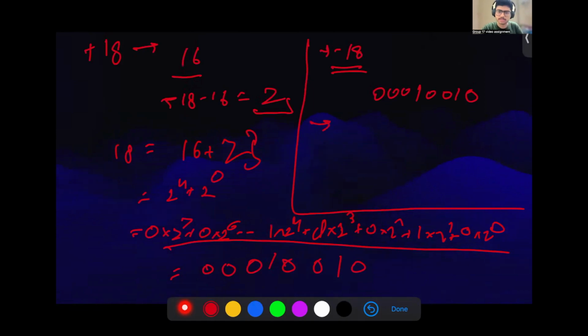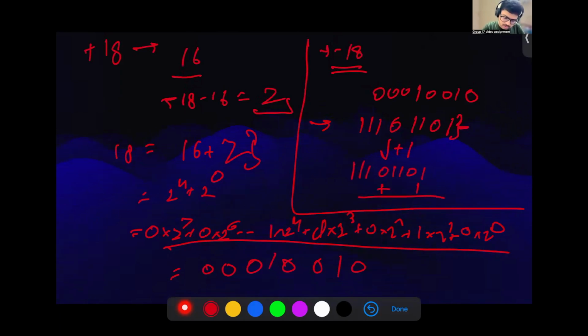Now, we need to invert all the bits in the first step. We will invert each bit, that is, 0 will get converted to 1 and 1 will get converted to 0. So now we have inverted all the bits. This is actually the 1's complement. Now we need to add 1 so that we get the 2's complement. So adding 1, we just do binary addition. The final result we get is 1, 1, 1, 0, 1, 1, 1, 0. That is the final result.